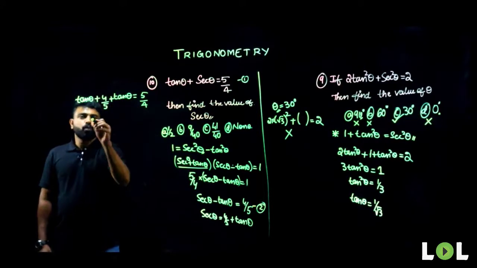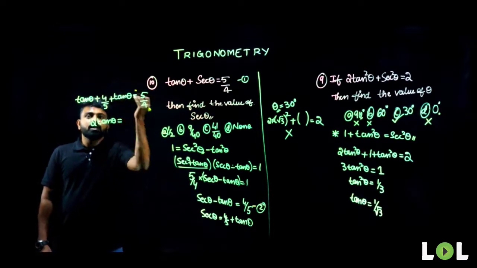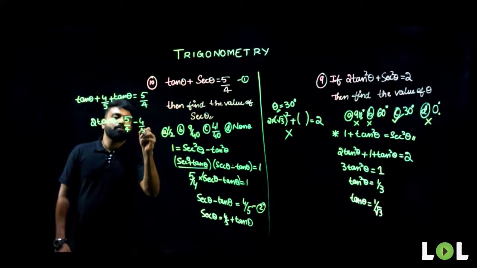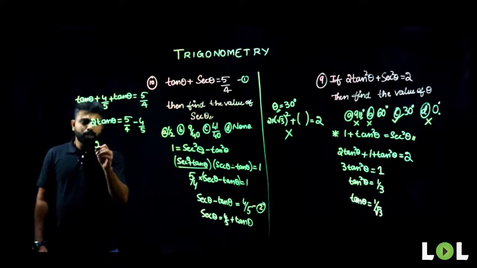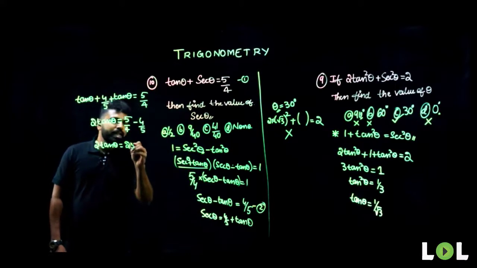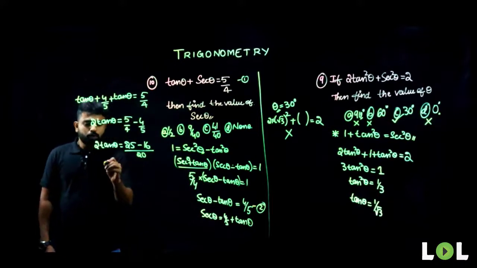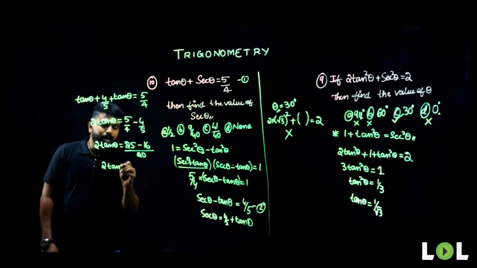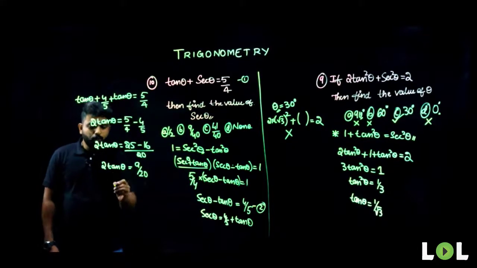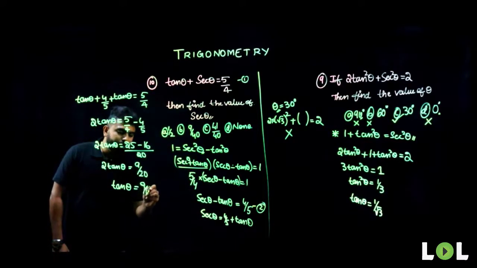Now I'll be left with 2 tan theta on my left hand side. That will be equal to 5 by 4. This 4 by 5 going on to the other side, it will become 5 by 4 minus 4 by 5. Now if I take the LCM, what will I be left with? 2 tan theta will be equal to 5 into 5, that is nothing but 25 minus 16, the whole divided by 20. So what will be the value of 2 tan theta? 2 tan theta will be equal to 9 by 20. So what will be the value of tan theta here? Value of tan theta will be equal to 9 by 40.